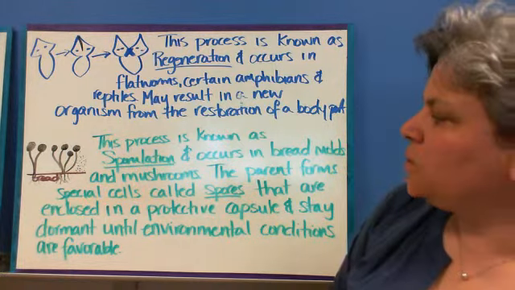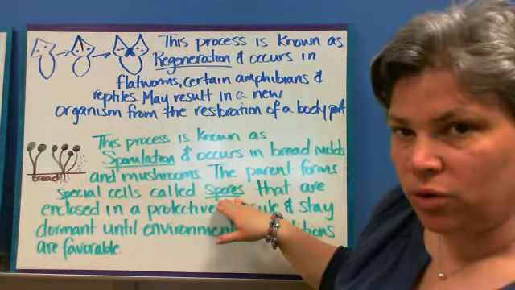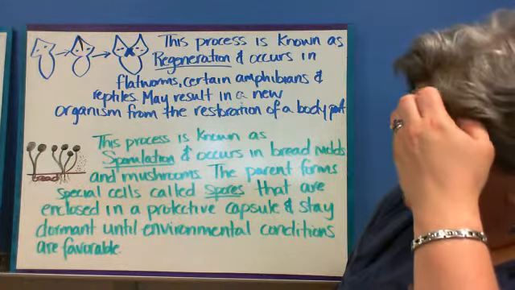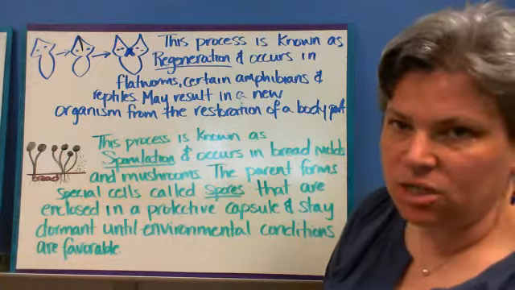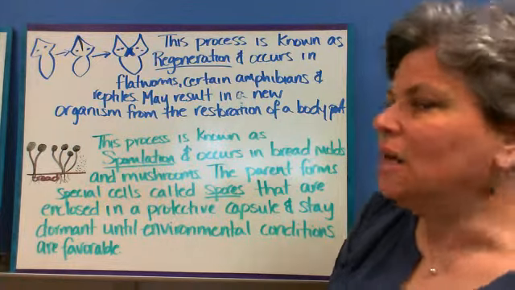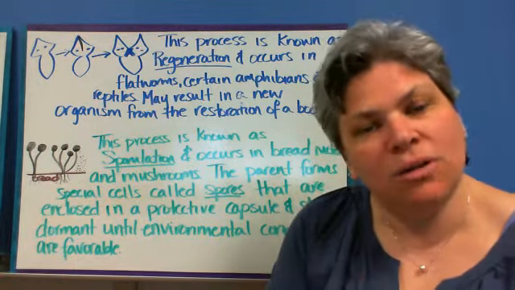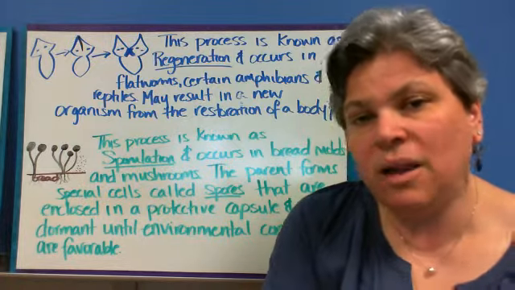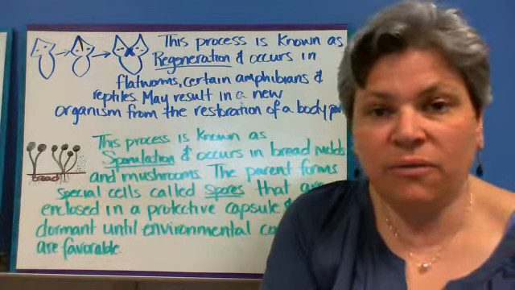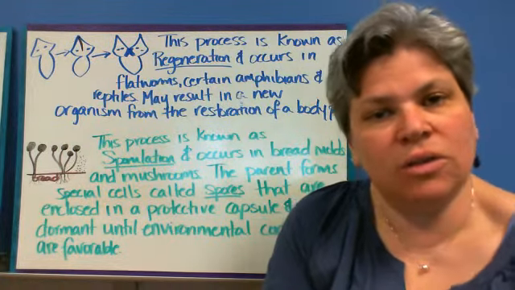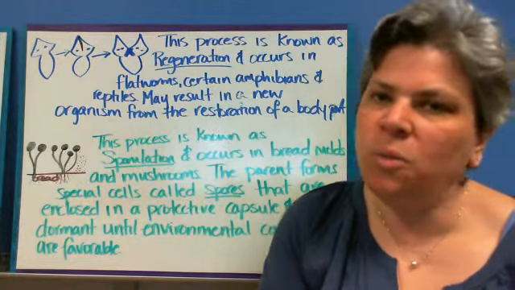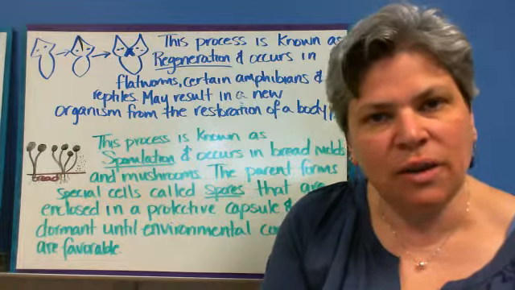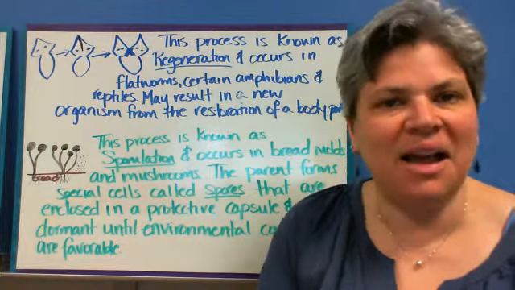The parent forms special cells, which are known as spores. They're enclosed in a protective capsule, and they stay dormant until environmental conditions are favorable. What does that mean? It means until you have the right temperature, maybe the right pH, the right amount of moisture, if it needs some type of soil or other substrate to grow on. So until it has all the things that it needs, those spores won't grow. They stay dormant. They're ready, but not yet.